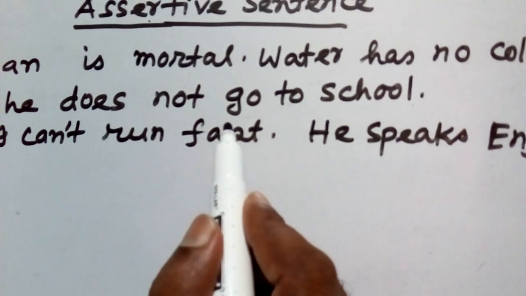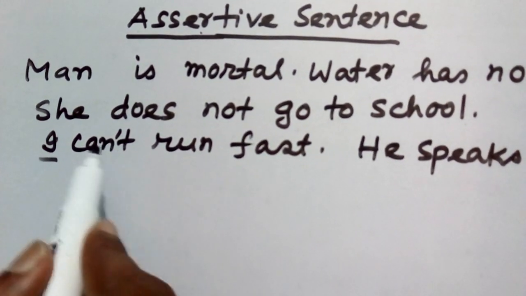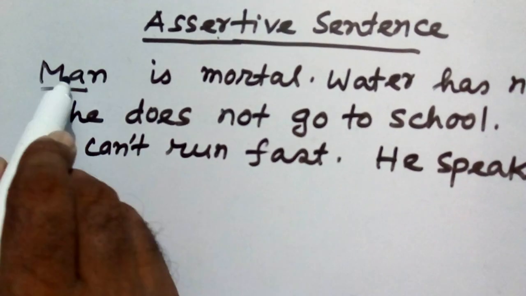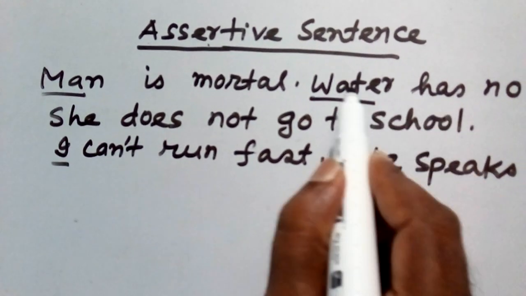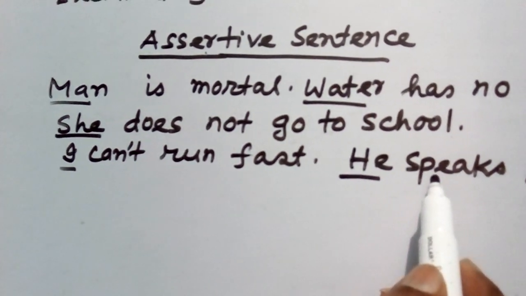In assertive sentence, the subject will be placed before verb. Here subject is placed before verb. And here subject placed before verb.